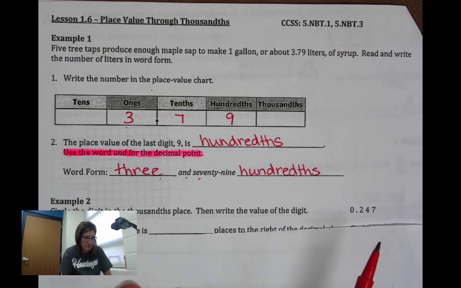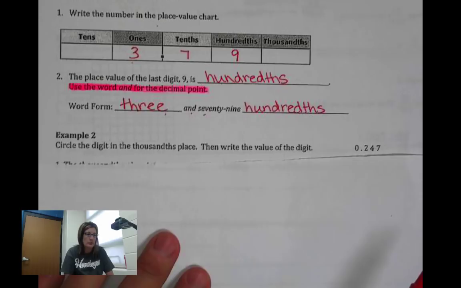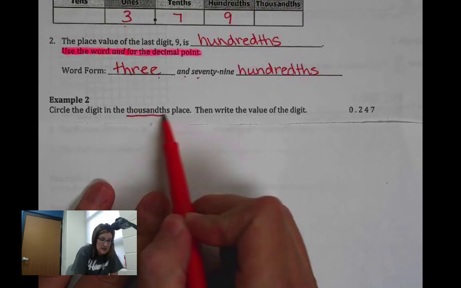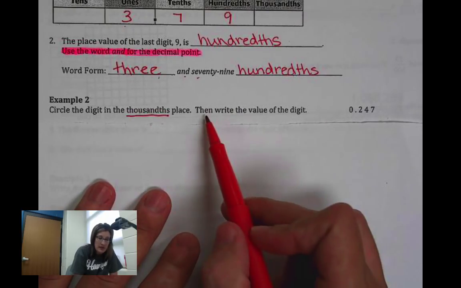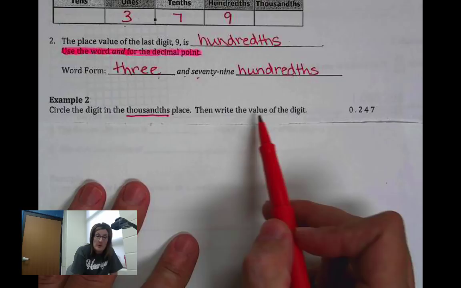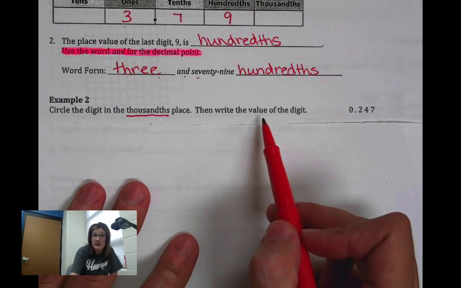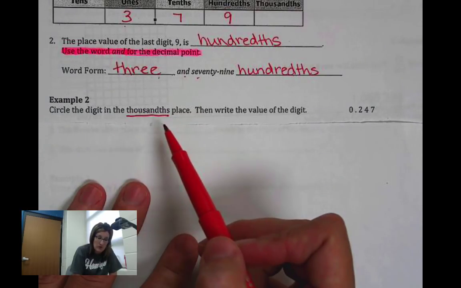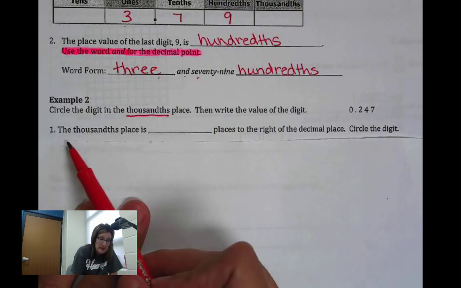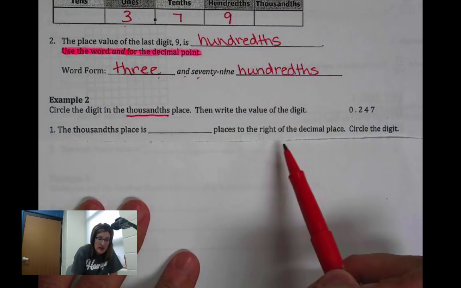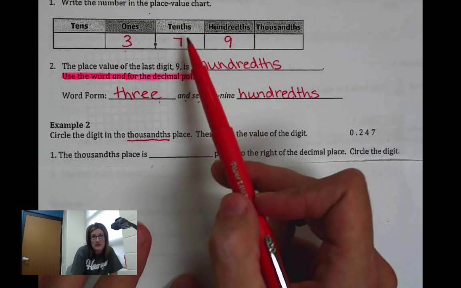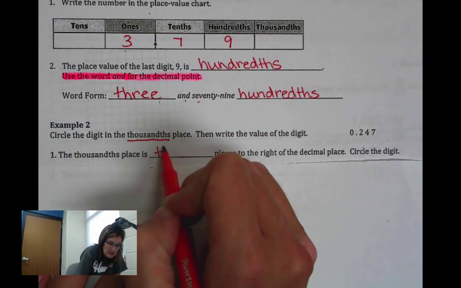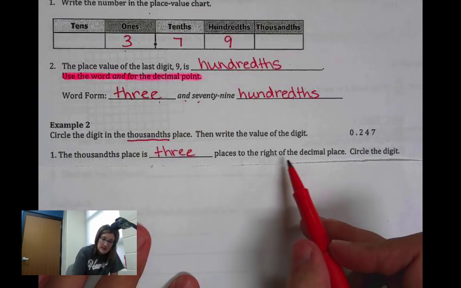Okay, let's look at example 2. All right, example 2 says circle the digit in the thousandths place. So thousandths place is what we're looking for, then write the value of the digit. And remember, value, it's not asking what place it's in because we already know it's going to be in the thousandths place. We're looking for what is it worth. Okay, so thousandths, first thing, the thousandths place is how many places to the right of your decimal? Well, if we look up at our place value chart, we have tenths, hundredths, thousandths. So it's 3 places to the right.